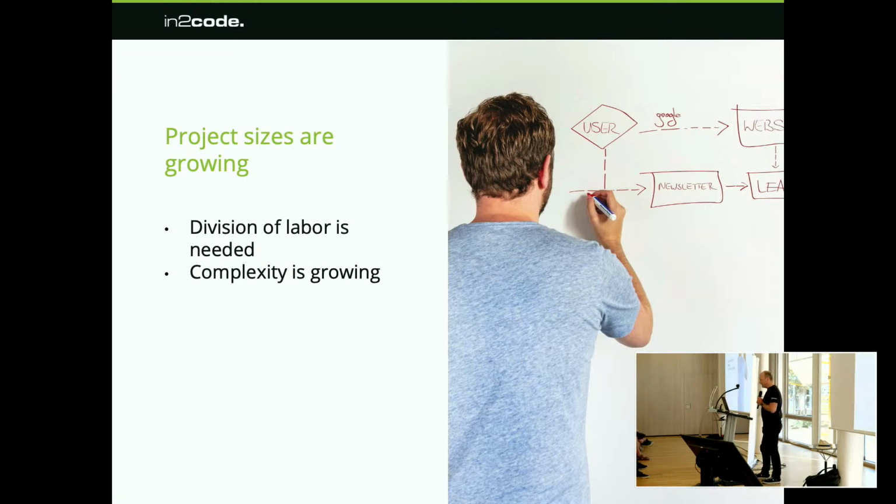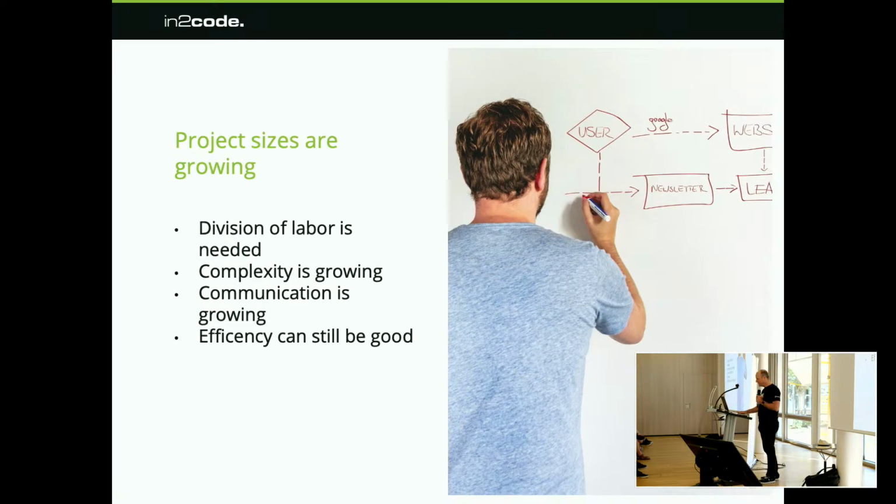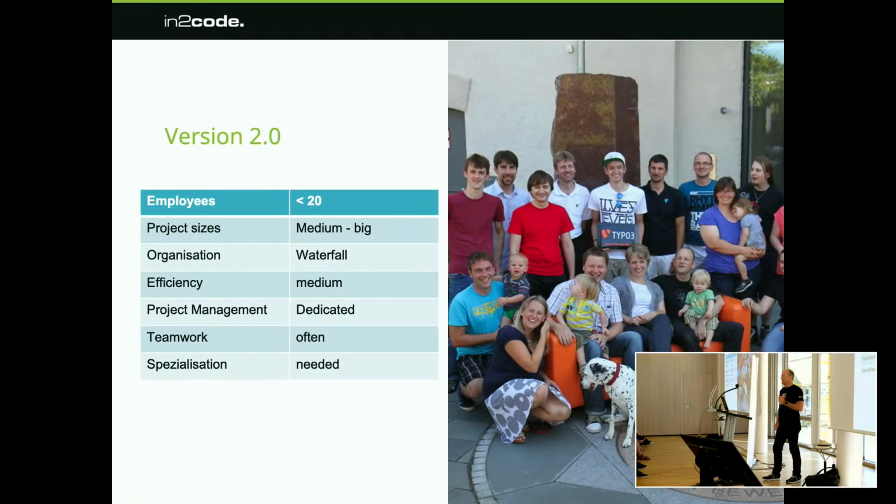And another thing is that also the communication demand is growing. You have to communicate more within the team, because if you have to coordinate your people, you need more communication, and that's a fact. So efficiency will drop. That's a fact. In our case, we were able to manage the efficiency somehow, sometimes good or bad, and so we were introducing version 2.0 of our team.